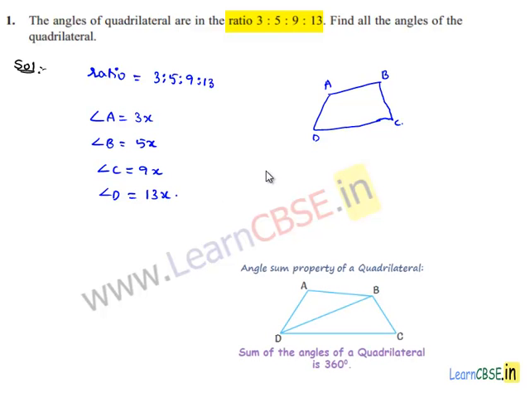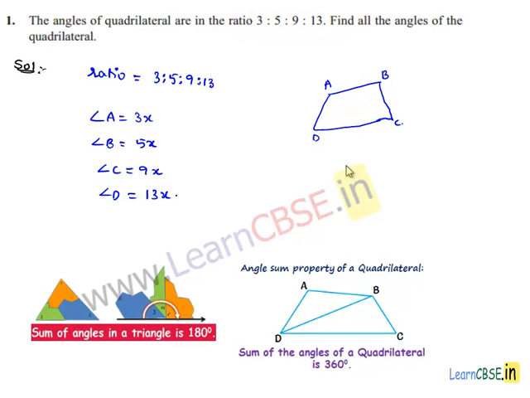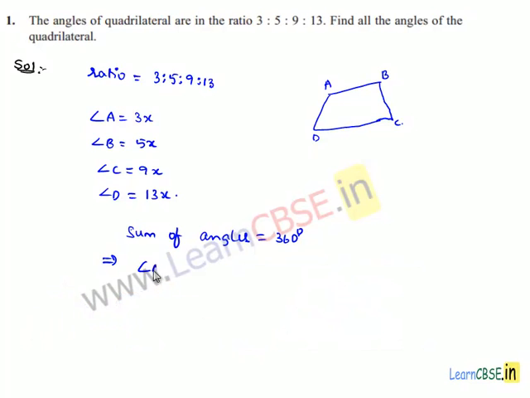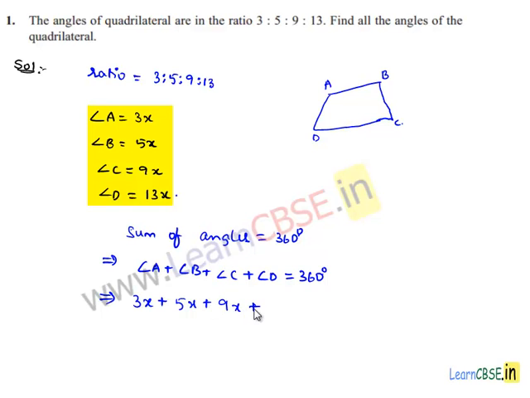We know that the sum of angles in a quadrilateral is equal to 360 degrees. We get here angle A plus angle B plus angle C plus angle D is equal to 360 degrees, which implies angle A is here 3x plus angle B is here 5x plus angle C is here 9x plus angle D is here 13x is equal to 360 degrees.